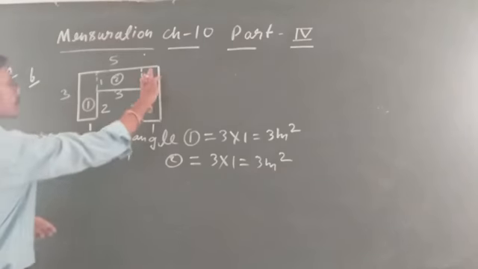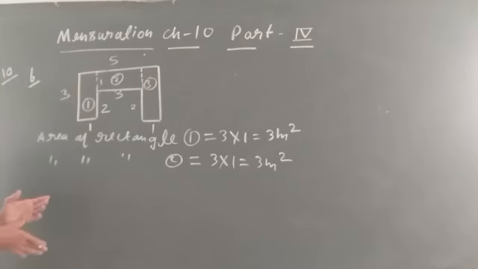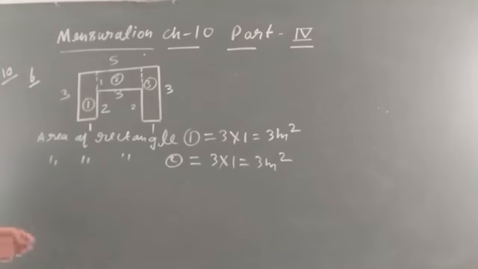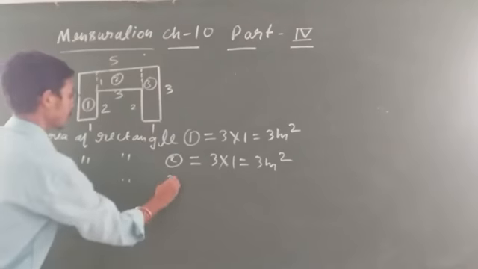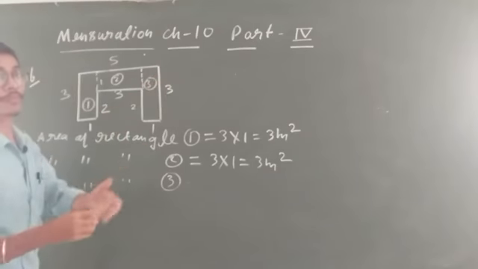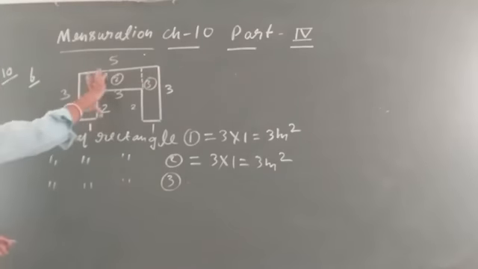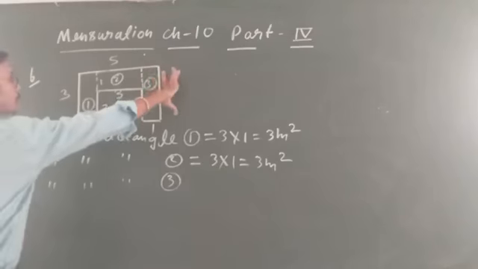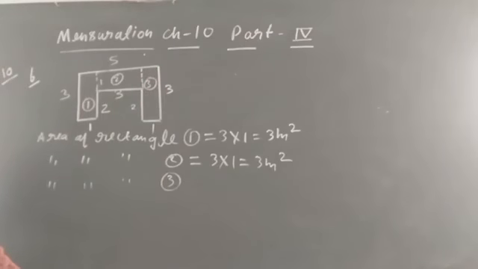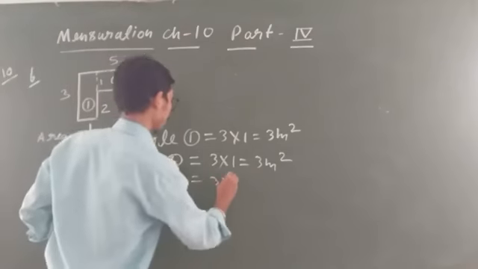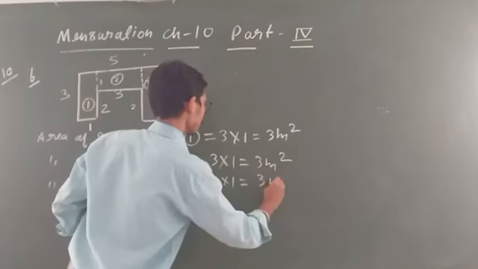Next is given this one. Clear, student? So in this, if this is 3, this is also 3. And this is also 1. The same concept will apply. Area of rectangle 3. One question can come to mind: how, sir, is this 3? Because this one is 3, student, this one is 3 in total, so this is also 3, all are equal. Clear? So this will become 3 multiplied by 1, that is 3 meter square.